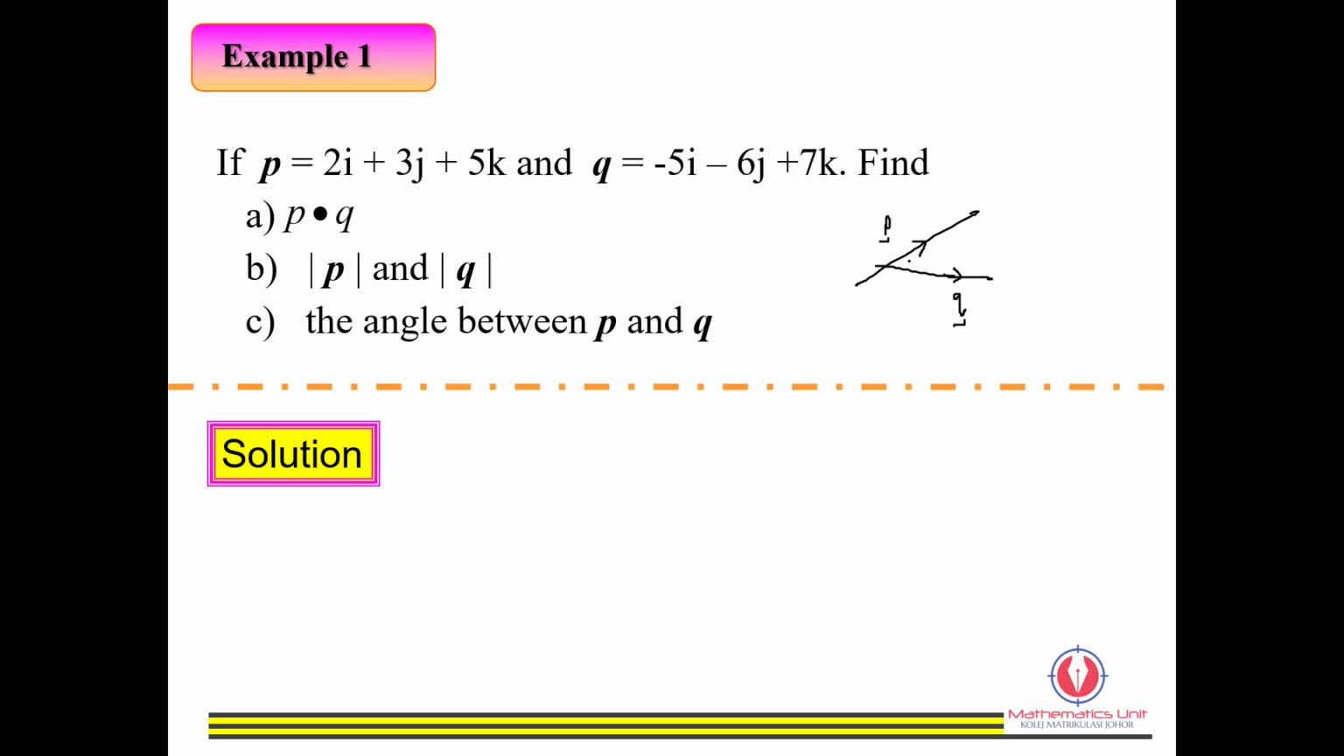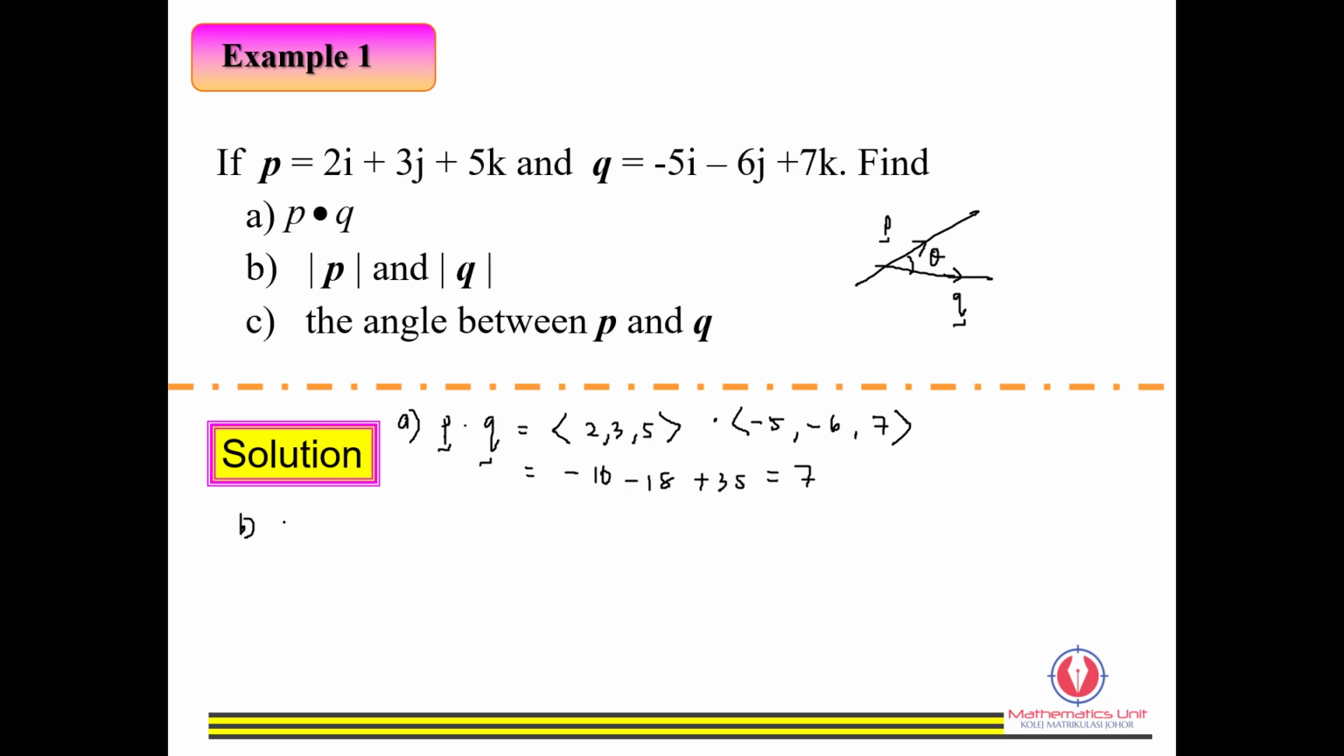So we need to find the angle between these two vectors, but before that we solve it one by one. So P dot Q, right? P dot Q is (2, 3, 5) dot (negative 5, negative 6, 7). So the answer is 2 times negative 5, which is negative 10, minus 18 plus 35, which is equal to 7.